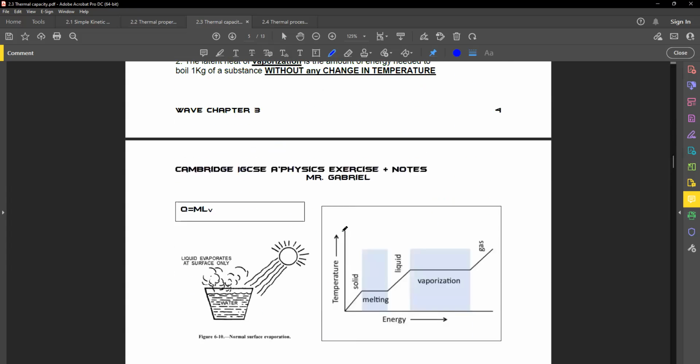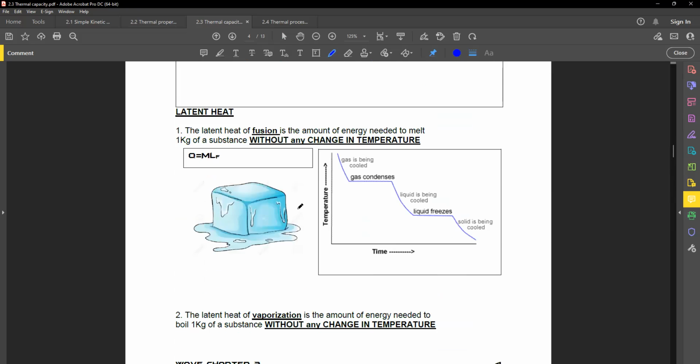Okay, then yeah, the final part here is basically talking about latent heat of fusion and also latent heat of vaporization. Latent heat of fusion and latent heat of vaporization is essentially the amount of energy needed to change 1 kg of the substance without any change in temperature from one state to the other, right? That's why latent heat of fusion and vaporization are always flat lines here. The flat lines indicate that no temperatures are changing. It's just that all the energy is absorbed into the bonds, right, to break the forces of attraction. Once they break the forces of attraction, naturally they'll change state from one state to the other, right?